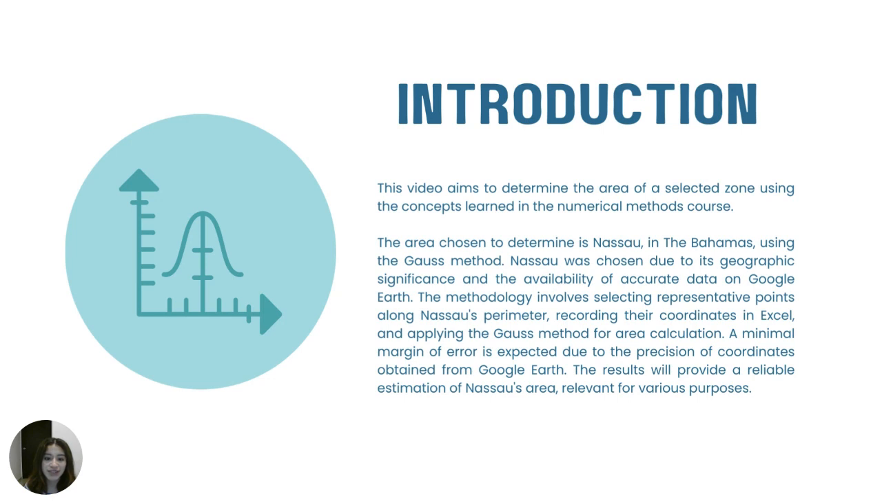The methodology involves selecting representative points along Nassau's perimeter, recording their coordinates in Excel, and applying the Gauss method for area calculation. A minimal margin of error is expected due to the precision of the coordinates obtained from Google Earth. The results will provide a reliable estimation of Nassau's area, relevant for various purposes.